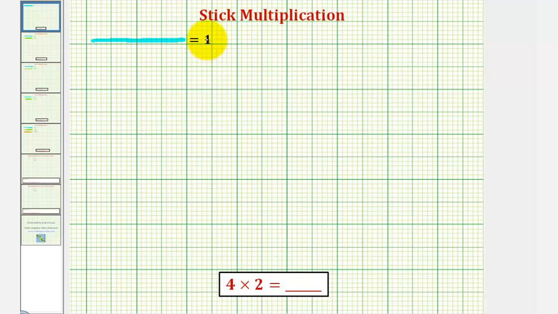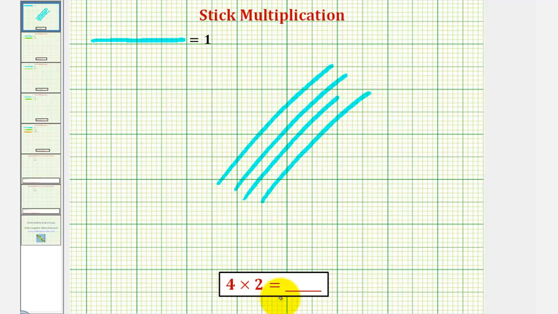So as our first example, to model 4 times 2, if each blue stick equals 1, we'll begin by modeling 4, which would be 4 blue sticks. So 1, 2, 3, 4. And then for times 2, we'll model 2 using 2 blue sticks in a different direction, let's say this direction here. Every intersection point of 2 blue sticks represents 1 times 1 or 1. So here we have 1, 2, 3, 4, 5, 6, 7, 8, which is the product of 4 and 2. 4 times 2 equals 8.